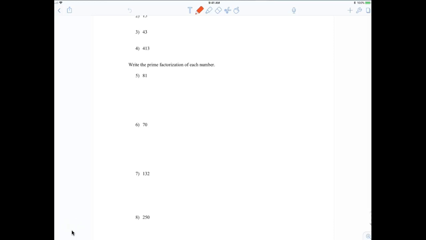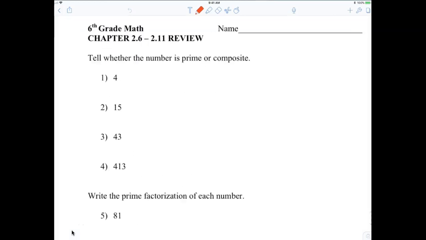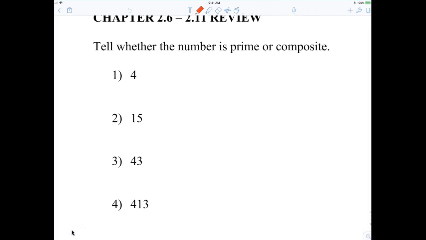Alright guys, this should be pretty straightforward, but I'm also going to ask you a couple other questions. Number one, it is composite. Yes, it's composite. Number two, composite. Number three, prime.